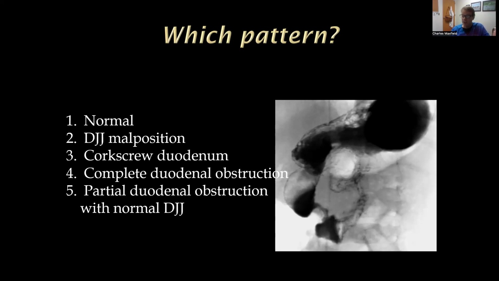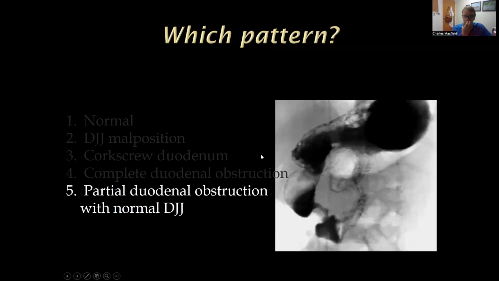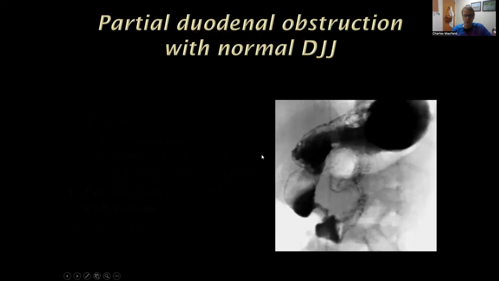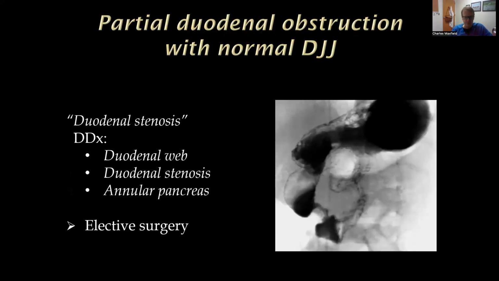So as the radiologist, I would tell the surgeon here, yep, this child has a partial obstruction. You'll probably need to operate on this, but you're not emergently, not right now, because I was able to get contrast through to show that the baby was not malrotated, and therefore this baby does not have volvulus. So you can operate tomorrow or the day after that. No big rush. That's partial duodenal obstruction with a normal DJJ. So we'll say some kind of duodenal stenosis right here.